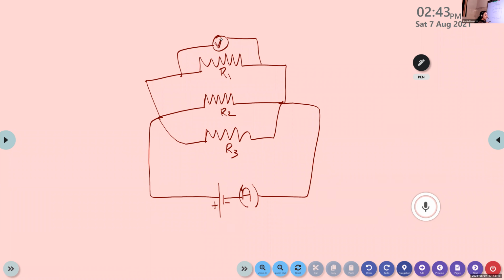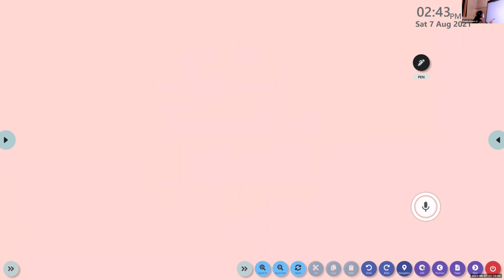So now we can write some characteristic features of this parallel combination of resistors. If the ends of all the resistors are connected to the same endpoint, we can call it a parallel combination. Now write the characteristics of the parallel combination.